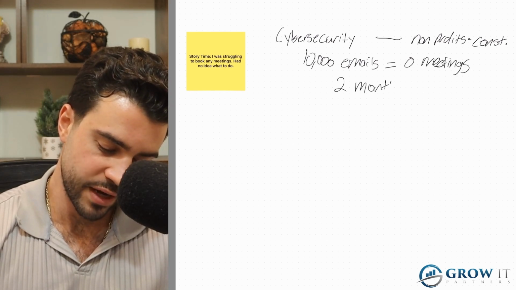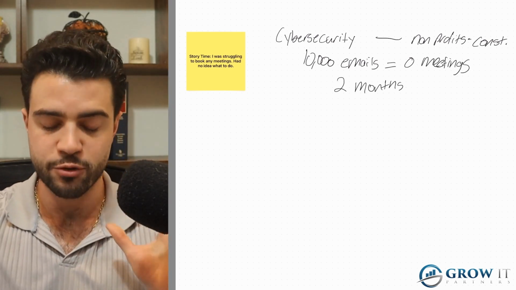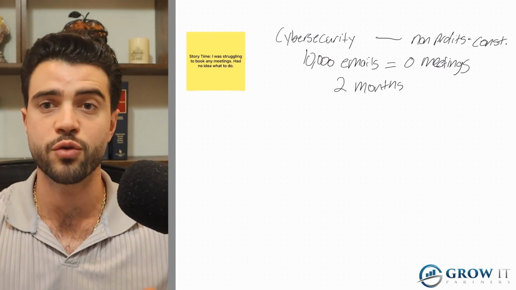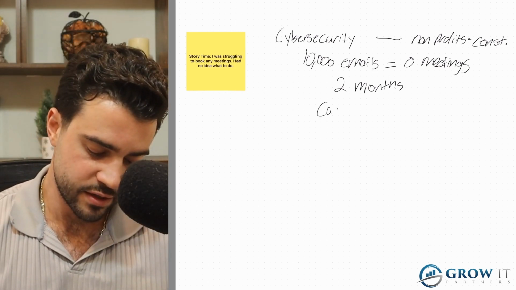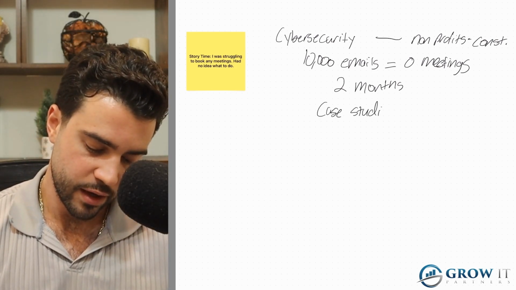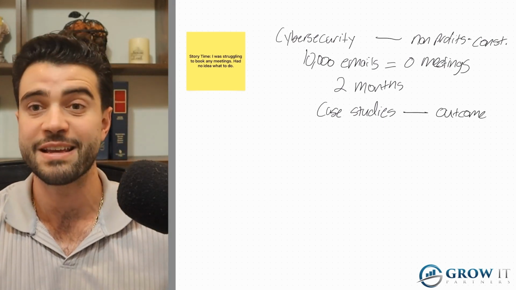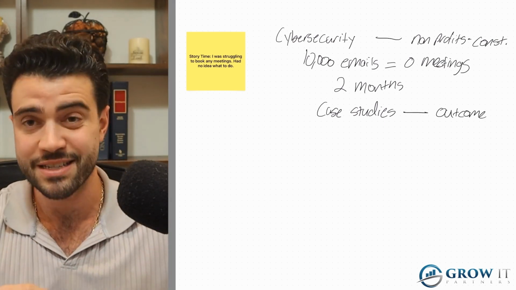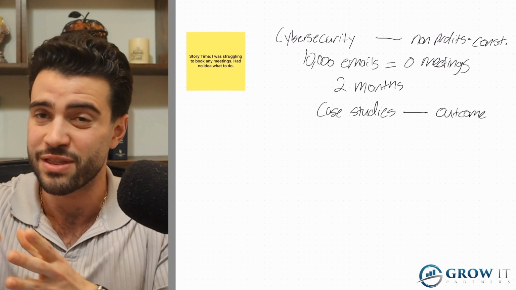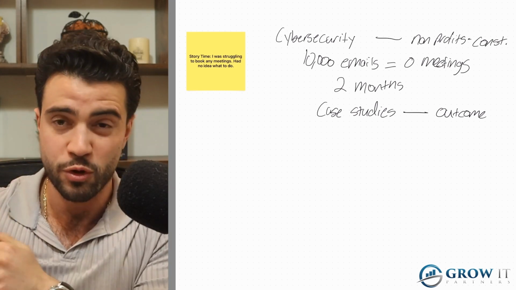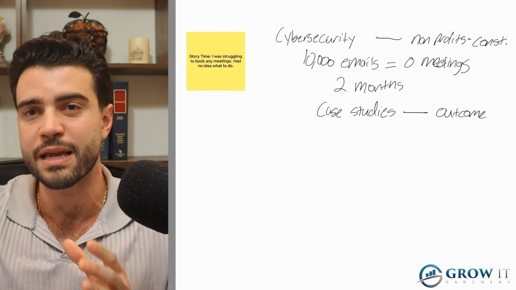So I was struggling to book any meetings and I had no idea what to do because I was trying all the traditional advice that you see from cold emailing, right? Hey, use case studies, talk about an outcome, which is all foundational stuff and fundamental stuff, but within industries that are super saturated, like the cybersecurity space and how most industries are leading towards just because of AI and automation, where it's harder to stand out, you can't just do the same thing as everybody else.